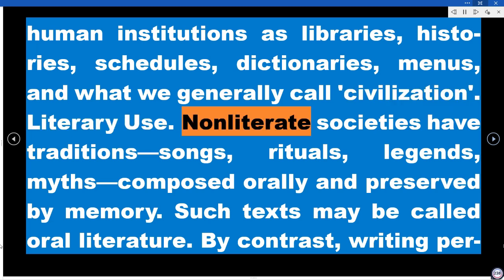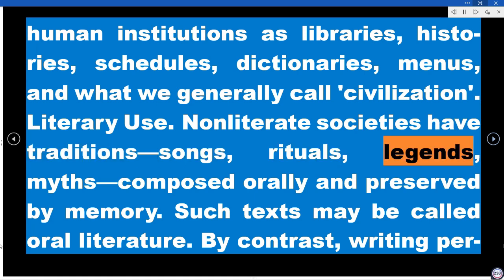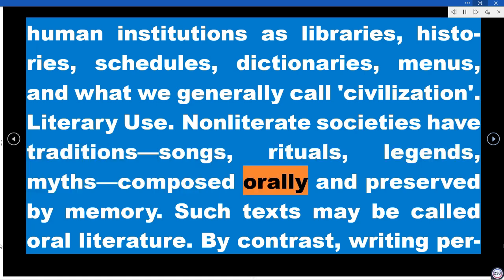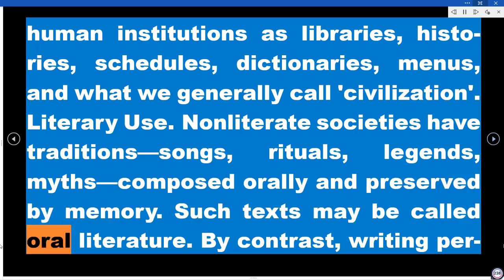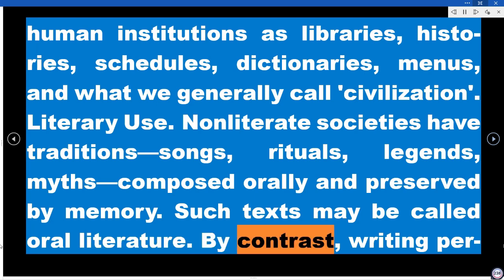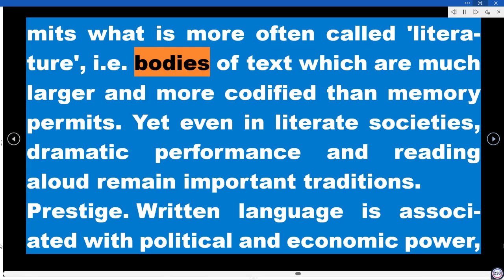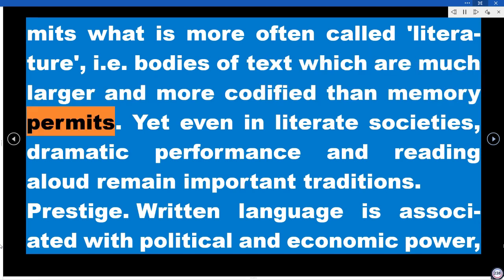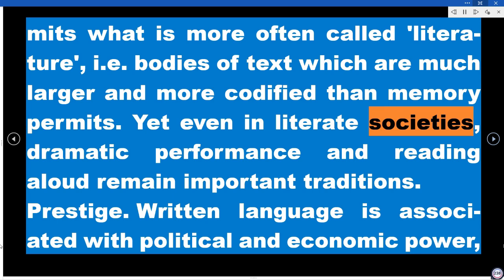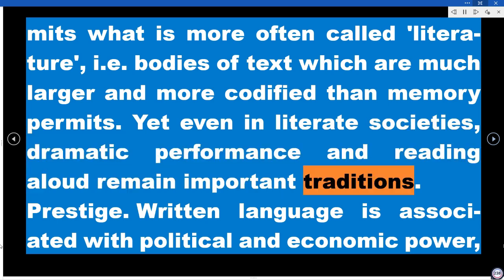Literary use. Non-literate societies have traditions, songs, rituals, legends, and myths, composed orally and preserved by memory. Such texts may be called oral literature. By contrast, writing permits what is more often called literature, i.e. bodies of text which are much larger and more codified than memory permits. Yet even in literate societies, dramatic performance and reading aloud remain important traditions.